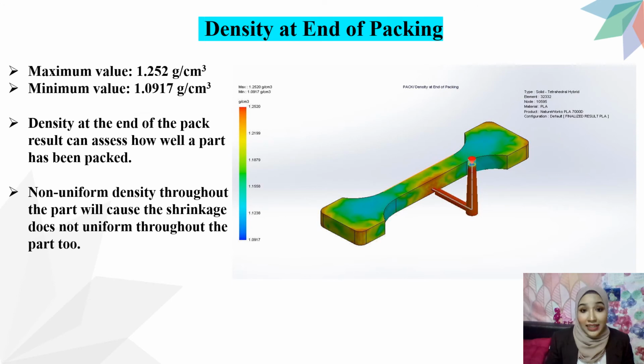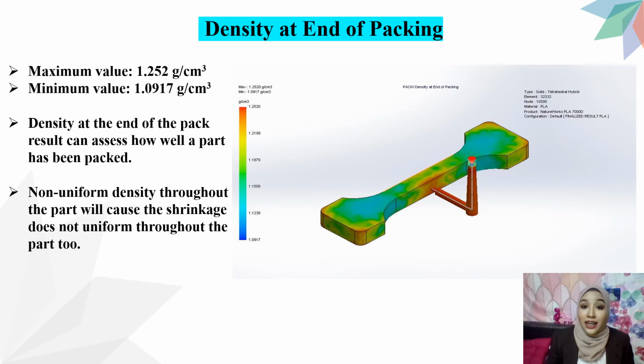Next, density at end of packing. The maximum density occurs at the runner, screw, and gate area with a small surface area, with a value of 1.252 gram per centimeter cubic. In comparison, the minimum density was 1.0917 gram per centimeter cubic that occurs at the light blue region that has the largest surface area.